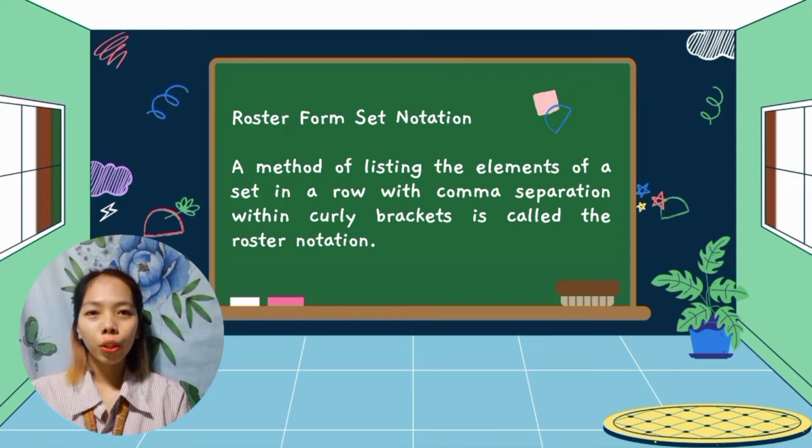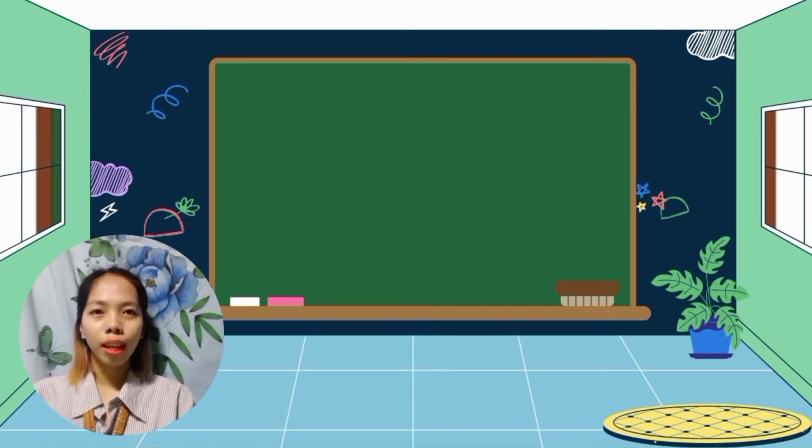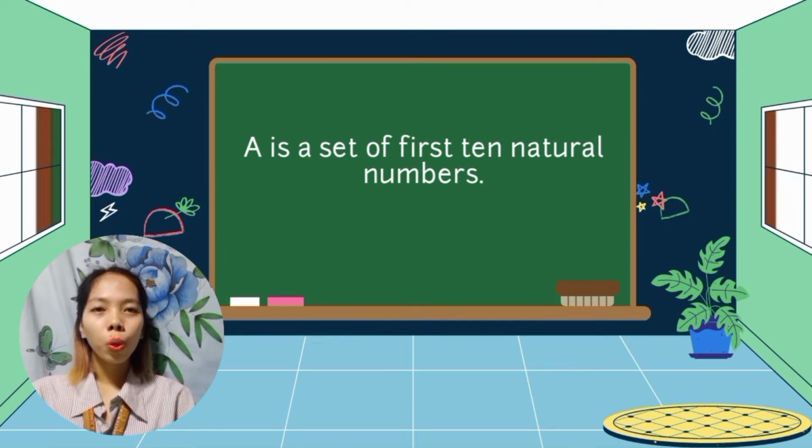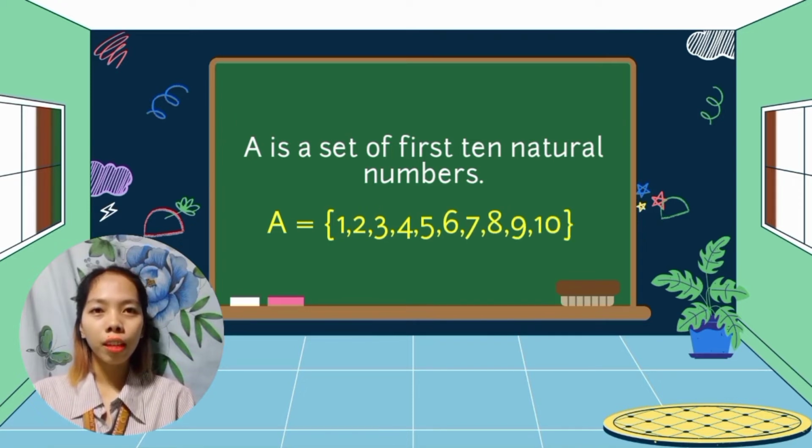In roster notation, the elements of a set are represented in a row surrounded by curly brackets, and if the set contains more than one element, then every two elements are separated by commas. Let's say, for example, A is the set of the first 10 natural numbers. It can be represented by variable A equals open and close curly brackets, 1, 2, 3, 4, 5, 6, 7, 8, 9, 10. This is how simply we write the list of the first 10 natural numbers.